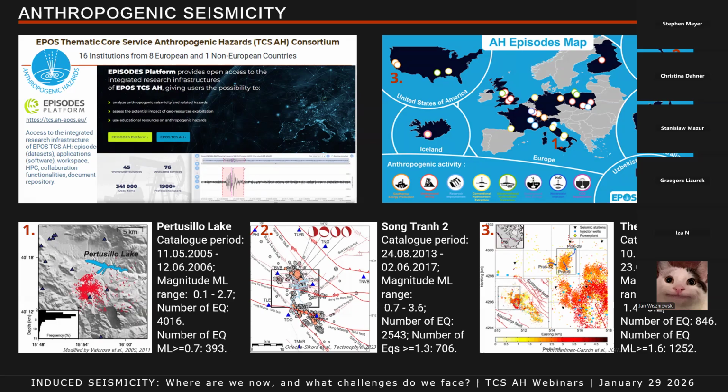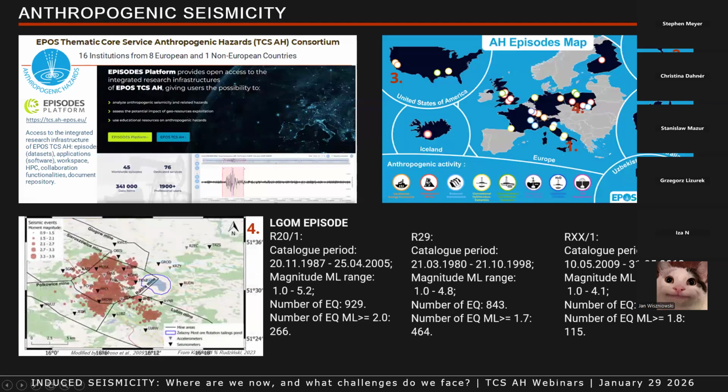The second example comes from Vietnam. Seismicity is related to reservoir impoundment in Chongqing 2. The third example is related to geothermal seismic activity in The Geysers in the US. And the last example comes from a copper ore mine in Poland.